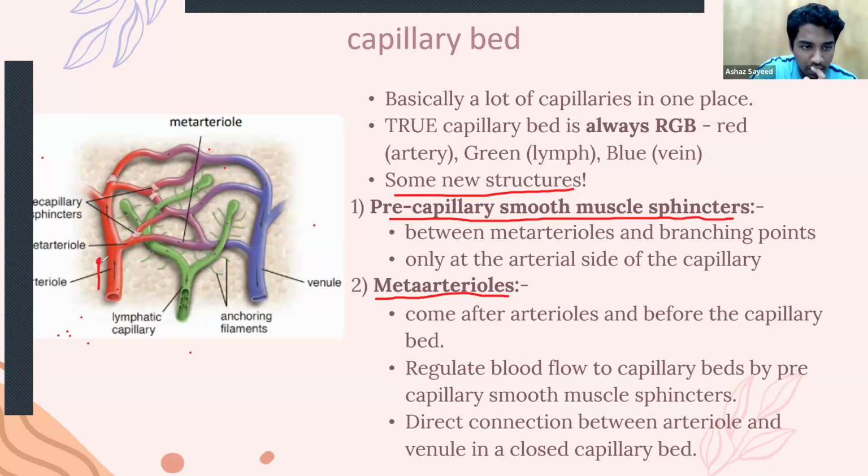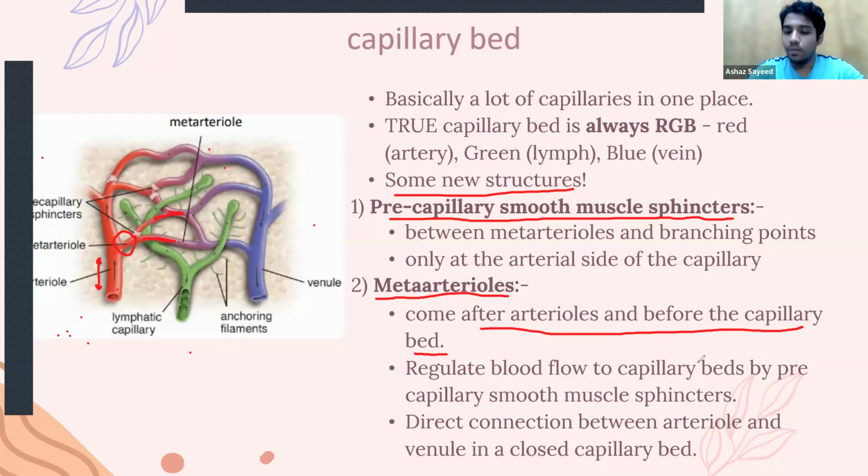This was an arteriole. These are capillaries. This small region right here, just a branch of, that's the meta-arteriole. It's basically a connection between the arterioles and the capillaries, and it comes after the arterioles, as I told you. It comes after arterioles and before the capillary bed.